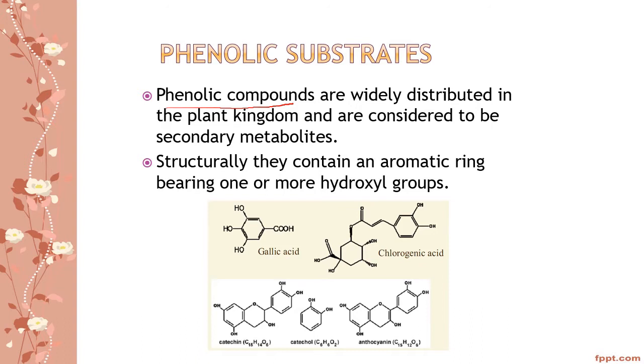For example, this gallic acid, you see so many OH groups here. And then chlorogenic acid also has OH groups. And anthocyanin is one of the flavonoids, responsible for the color of fruits or vegetables. See, there are so many OH groups here. So this is what we call phenolic substrate or antioxidant compounds that can be found in fruits and vegetables.